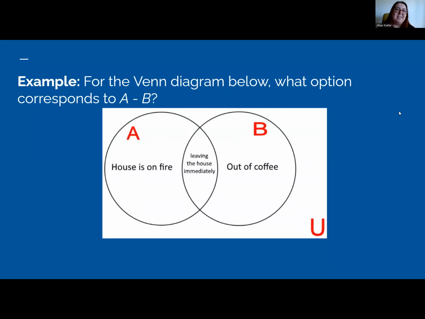All right, okay. So now for the Venn diagram below, what option corresponds to A minus B? So we have our set operations now. We're using a Venn diagram to describe that.